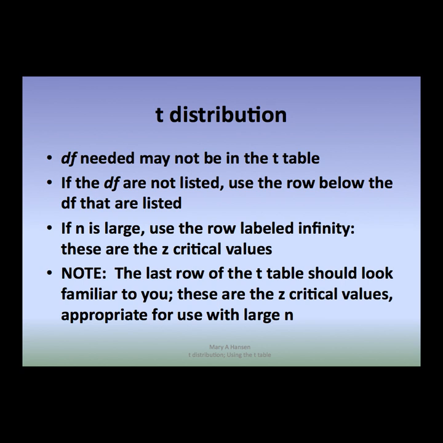When looking at the t table for critical values, the degrees of freedom that you need may not be in the t table. If the degrees of freedom are not listed, you should use the row below the degrees of freedom that are listed. That is, if you need the t with 42 degrees of freedom and the row of 42 is not present, you should use the t for 40 degrees of freedom. If the sample size is very large, however, you should use the final row of the t table, the row that is labeled infinity. Note that the critical values in this row should look familiar to you because these are the z critical values. That is, the critical values in the last row of the t table are the z critical values.